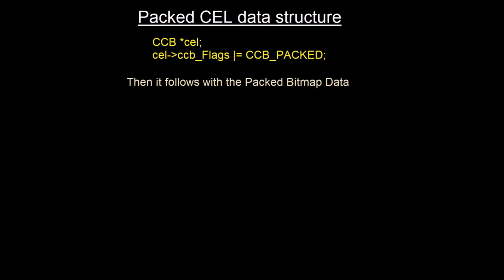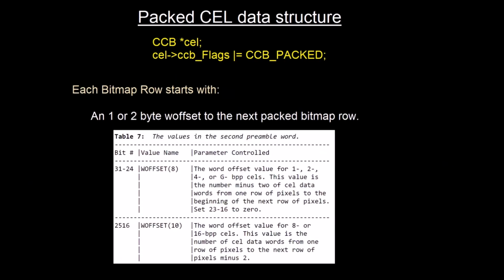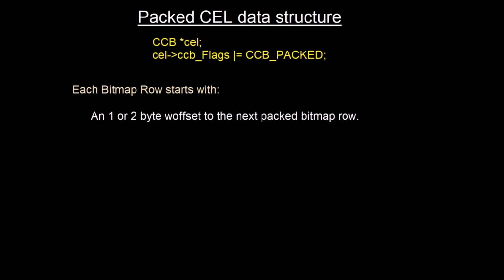Before we start with this one, we had the W offset. So we had the 1 or 2 byte value that would tell you the length of this line, or it's really the offset to the next line, so that the cell knows where to jump to get the next data after it interprets this line.